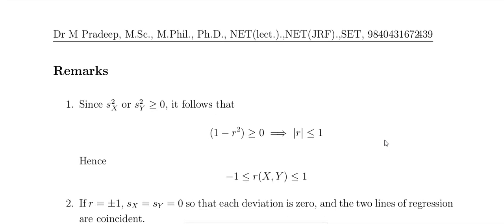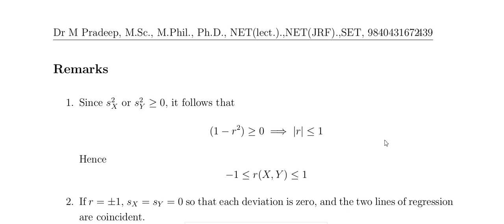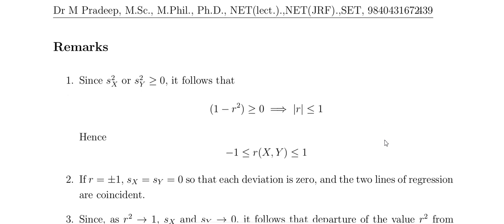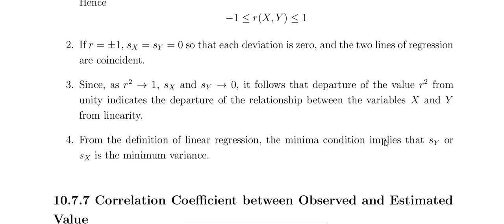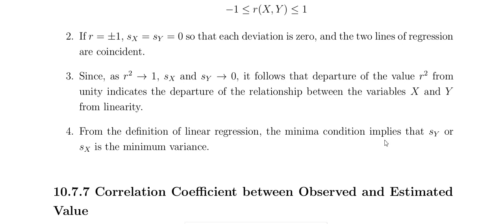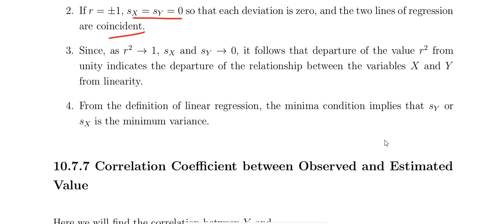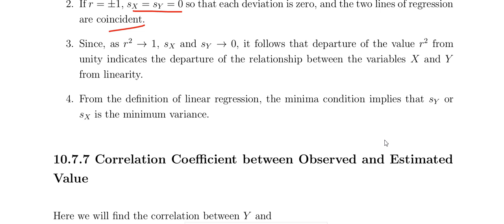Sx square and sy square both are positive or either of them greater than or equal to 0. 1 minus r square, that is, r lies between minus 1 and plus 1. If r equal to plus or minus 1, sxy equal to 0. The standard error is 0. Each deviation is 0, so the two lines of regression are coincident. And as r square approaches 1, sxy approaches 0. It follows that the departure of the value of r square from unity indicates the departure of the relationship between the variables x and y.